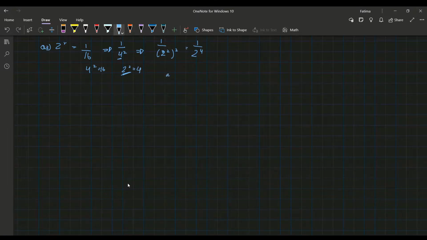Why is it 2 to the power 4? Because I'm applying the rule that (a^m) raised to the power n is equal to a^(m×n). So that's 2 raised to 2 times 2, and 2 times 2 is 4. Now to simplify it a bit more, I've basically written that 2^r is equal to 1 upon 2^4. And I'd be applying the rule that a to the power negative m is equal to 1 upon a^m. So I can say that 1 upon 2^4 can be written as 2^(-4). Therefore, r should equal negative 4.